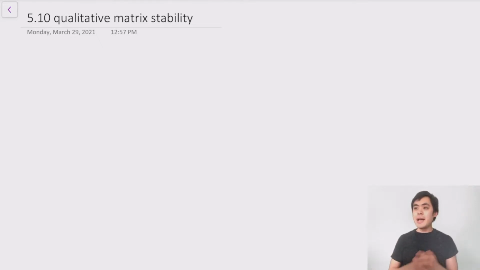Hi everyone, welcome back. In this lecture, we're going to be talking about qualitative matrix stability. These are going to be some shortcuts you can use to figure out whether or not an equilibrium is locally asymptotically stable. They sometimes work, but don't always work. So let's go ahead and get started.